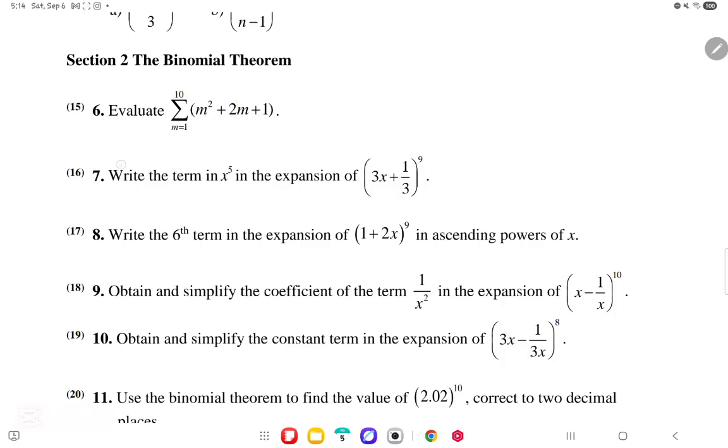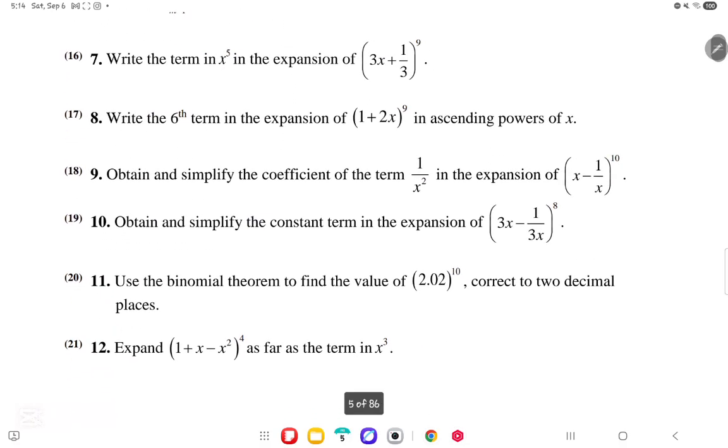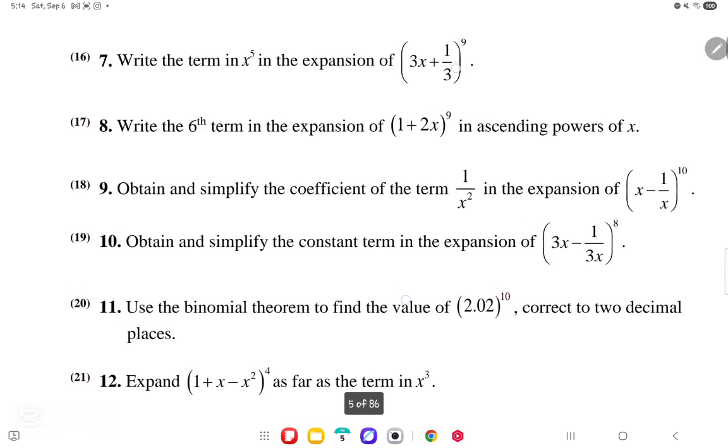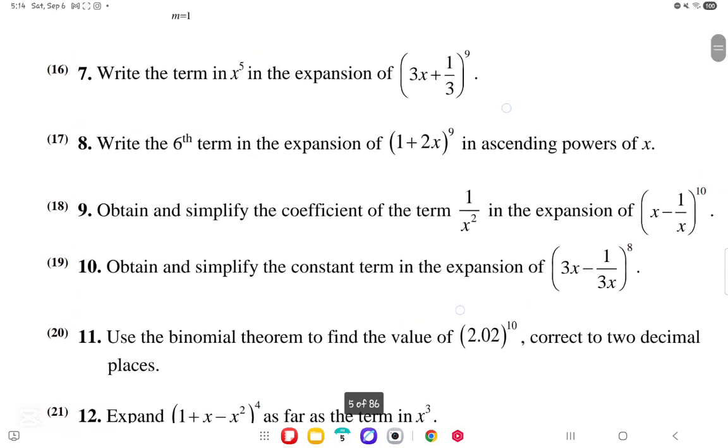If they did give you a formula of m squared and m, of course you will need to substitute them over here. Okay, so that's it for question number 6. Let's move on to question number 7. So, what is the term x^5 in the expansion of this?